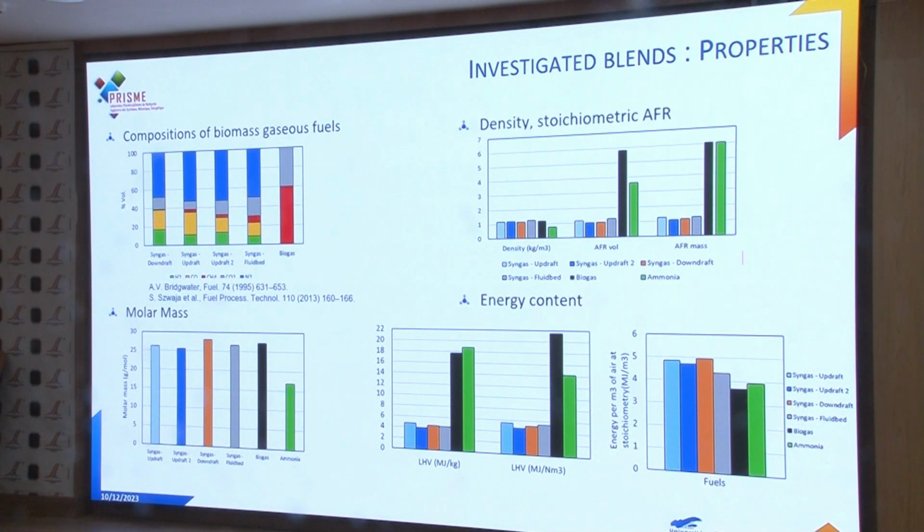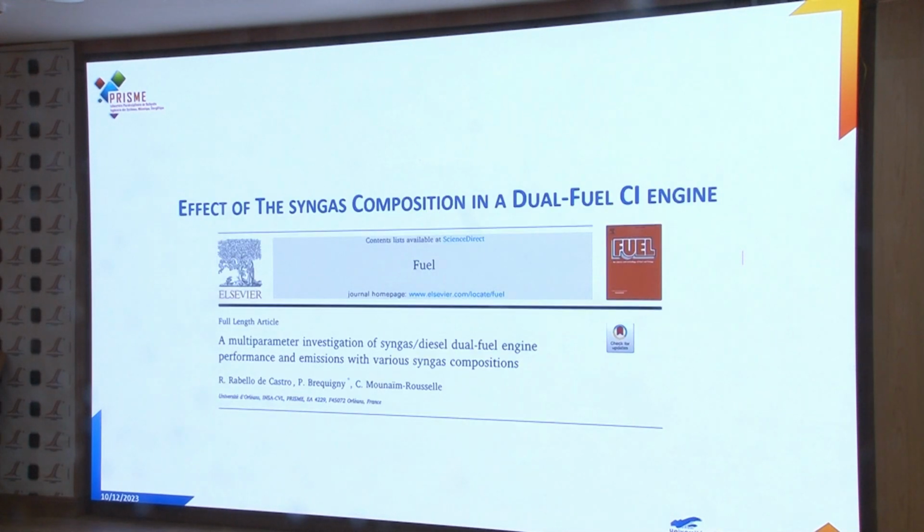So once this is said, we can say that adding ammonia to those gases will not change that much, especially for biogas, they are almost the same. If we put that into syngas, we'll have an increase in the lower heating value and a change in the stoichiometric air-fuel ratio. So now we can move to the effect of the syngas composition in the dual-fuel engine.